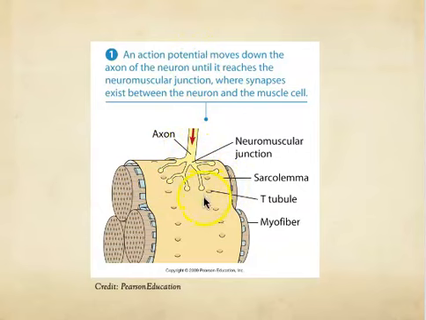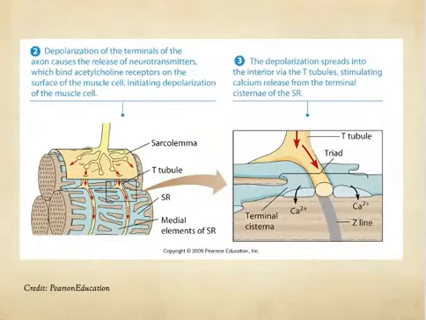That axon ends in these terminal branches, and each branch has a knob at the end that's full of vesicles that are full of acetylcholine. The action potential comes down the membrane into the branches. It stimulates the acetylcholine to be released. The acetylcholine binds to receptors in the sarcolemma. Acetylcholine is an excitatory neurotransmitter. So when it binds to the sarcolemma, it causes excitatory postsynaptic potential.